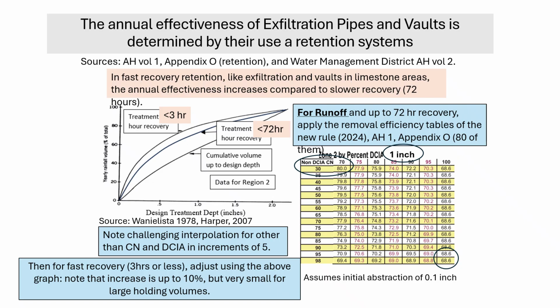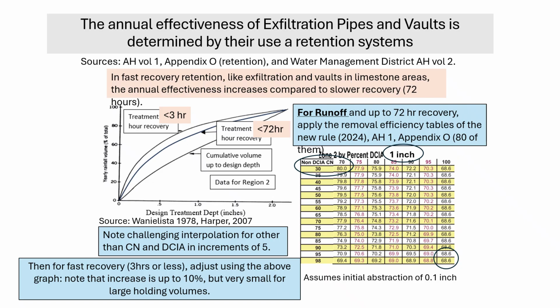For standard conditions where recovery takes up to 72 hours, you apply the removal efficiency tables published in the Applicant's Handbook Volume 1, Appendix O, from the 2024 rule. There are 80 of those tables, organized by rainfall zone, curve number, and directly connected impervious area. The example shown here is for rainfall zone 2 with a 1-inch treatment depth. Keep in mind that interpolation between tables can be challenging when your curve number or directly connected impervious area does not fall on an exact increment of 5.